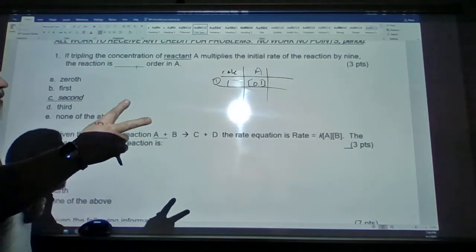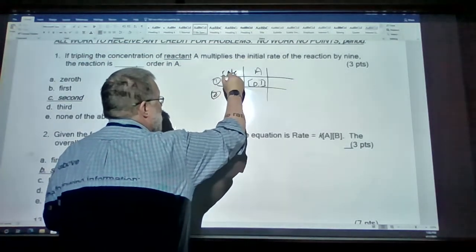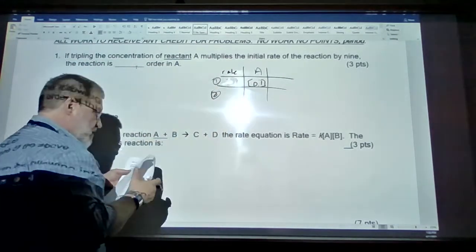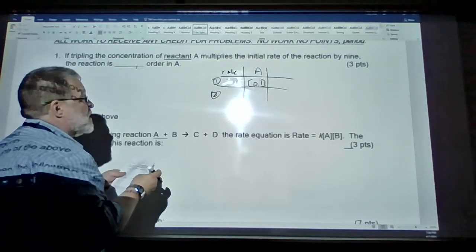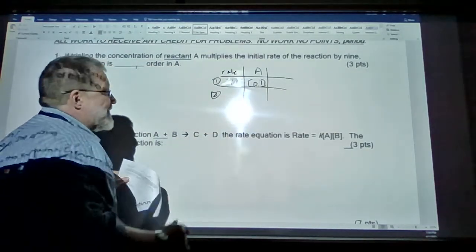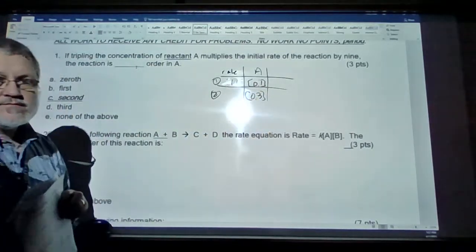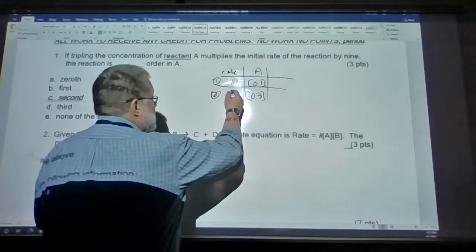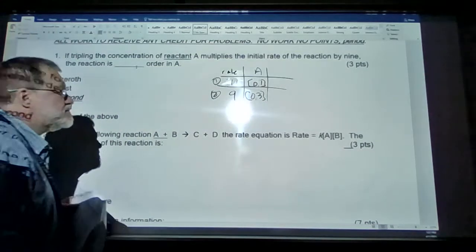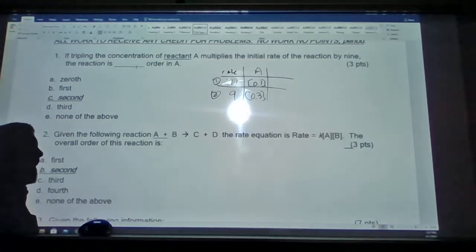Then we do a second experiment. The concentration is 0.3. And the rate of the reaction goes up to 9. What is the order of reaction with respect to A?